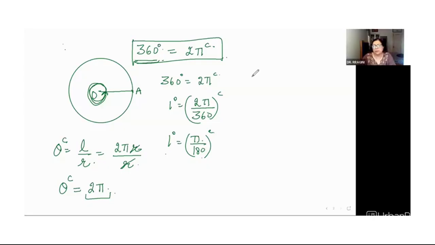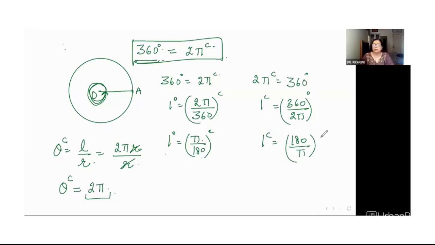The other part is like 2 pi radians is equal to 360 degrees. Right? So if we keep 1 radian here, this becomes 360 by 2 pi degrees. So 1 radian is equal to 180 by pi degrees. Right? So this is the relationship when we have to convert degrees into radians or radians into degrees. We can use these two formulas. Otherwise, you very well know the relationship between these two. You can use it anytime.